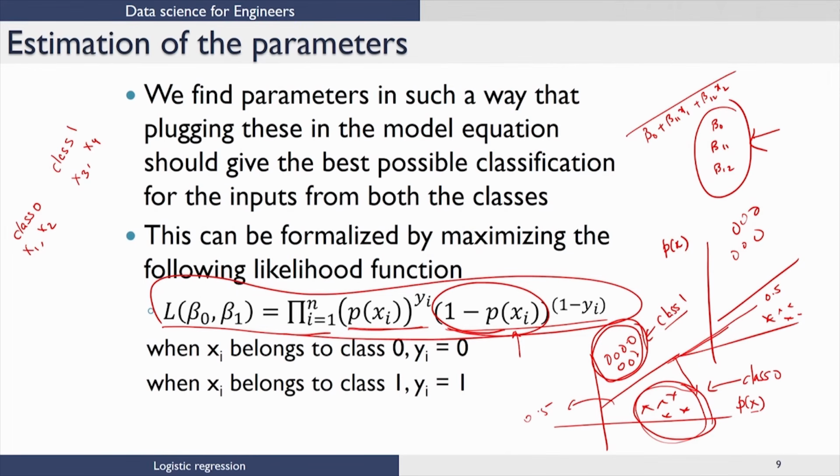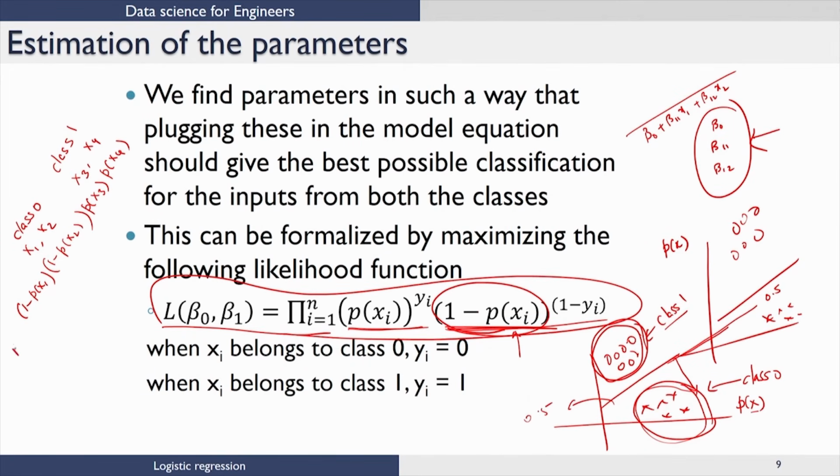So, when we take these points belonging to class 0, the only thing that will be remaining is here. So, this will be 1 minus p of x1. For the second data point, it will be 1 minus p of x2. Then for the third data point, it will be p of x3, and for the fourth data point, it will be p of x4. So, this would be the expression from here.